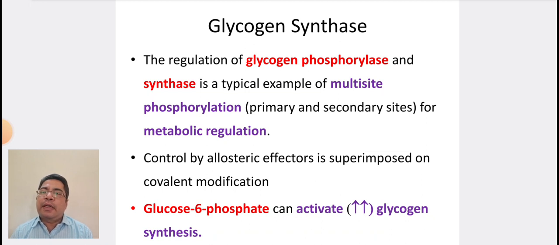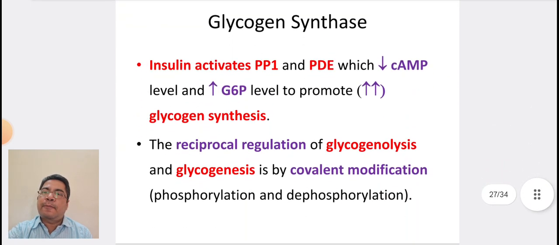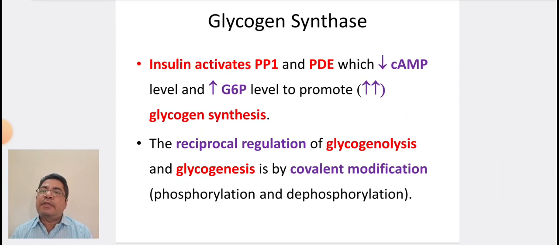Glucose 6 phosphate can activate glycogen synthase. Insulin activates protein phosphatase 1 and phosphodiesterase, which decrease calcium and cAMP level and increase the G6P, that is glucose 6 phosphate level, to promote glycogen synthesis. The reciprocal regulation of glycogenolysis and glycogenesis is by covalent modification, that is phosphorylation and dephosphorylation.